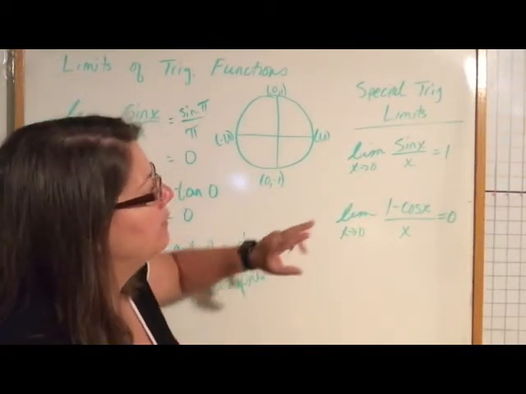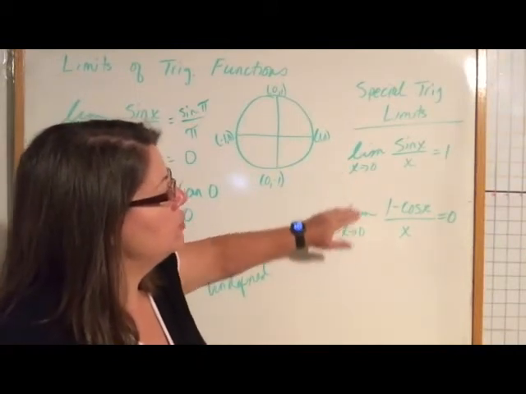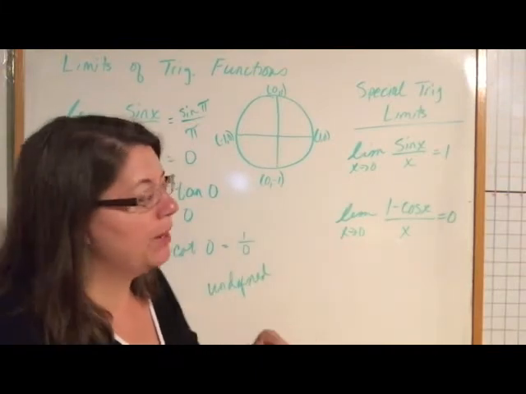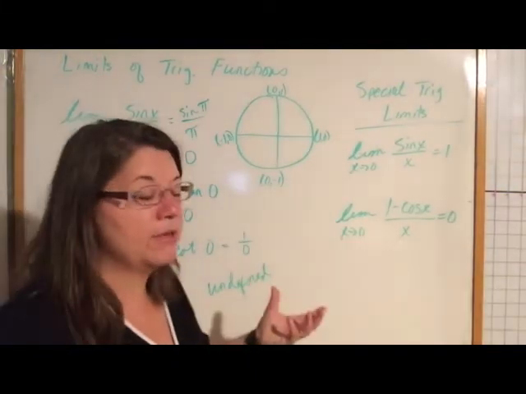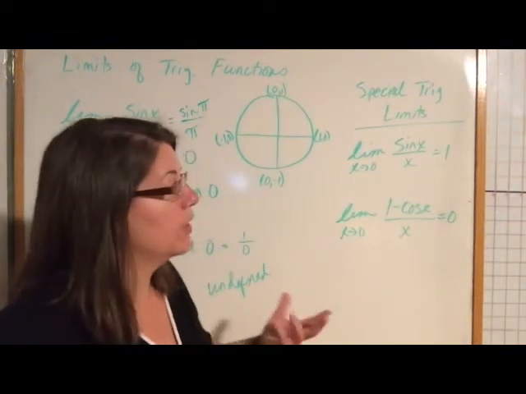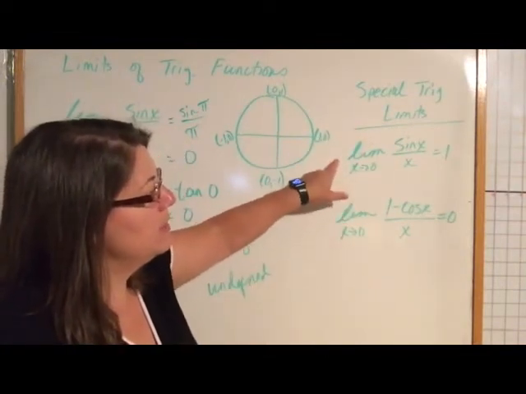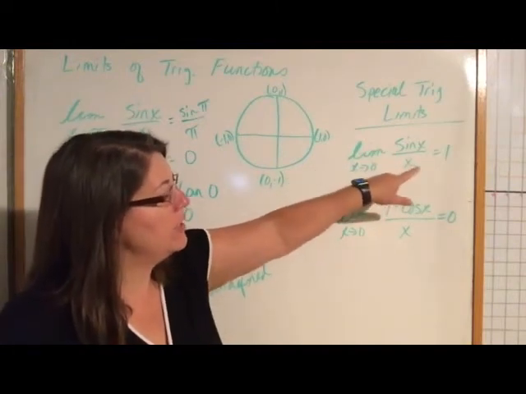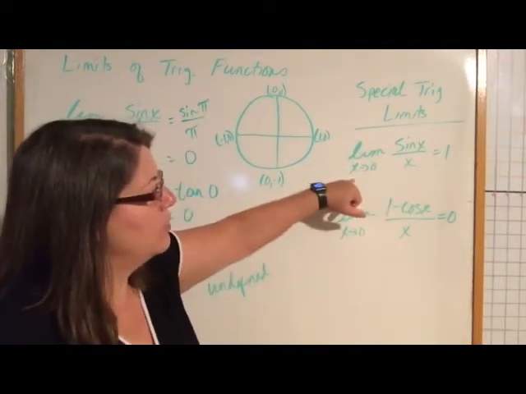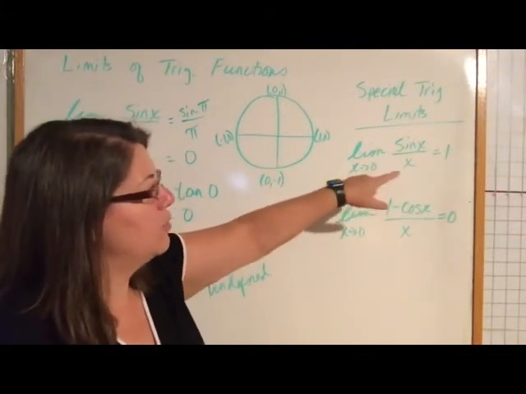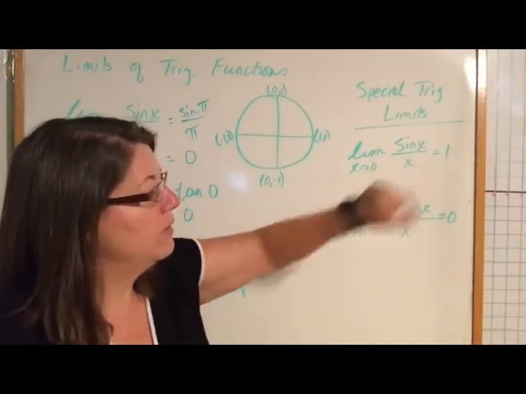So just memorize these two limits. They show up periodically as we're doing problems, and if you know what the limits are, it saves you a lot of work in the long run. So for your special trig limits, the limit of sine x over x equals 1 as x approaches 0. So if you have sine x over x as x approaches 0, the answer is going to be 1.